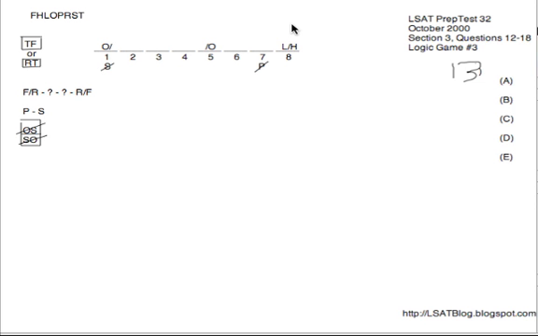Next, number 13, where can't P go? Well, we know that P can never be on 7 due to our initial inference, so P on 7 is our answer, and E is the result for number 13.